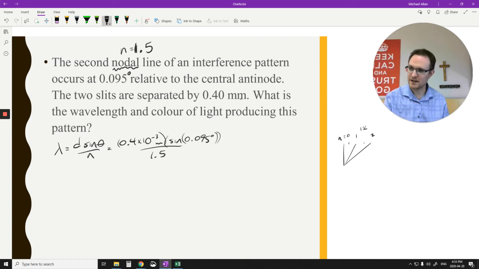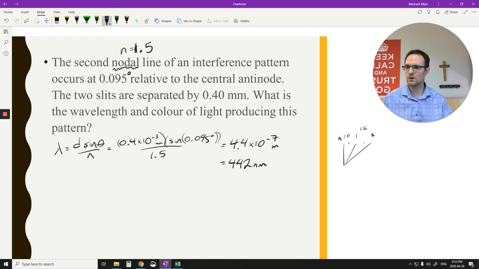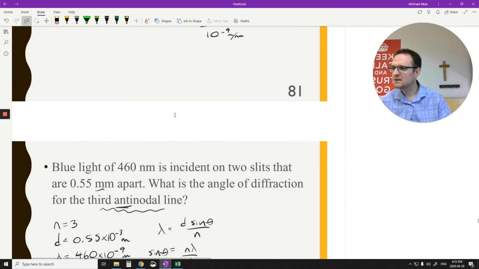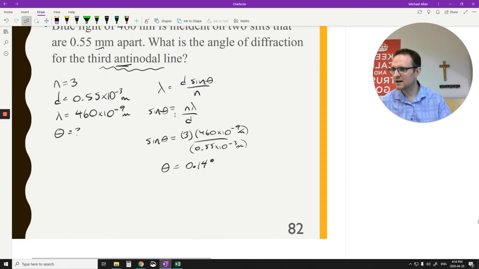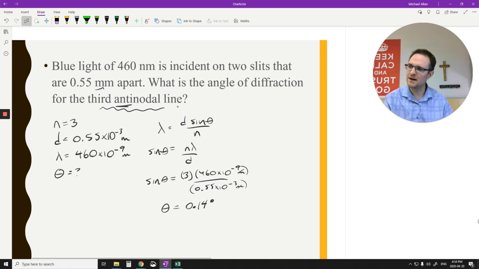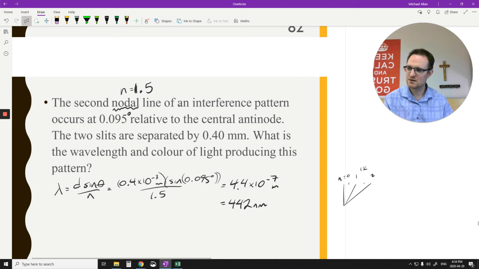So I get a wavelength of 4.4 times 10 to the negative 7 meters, there's only 2 sig digs to everything here. If I want to put that into nanometers, I'm going to add an extra sig dig there. So 442. If I compare that to bluish light there, yeah, it's probably a blue violet light.